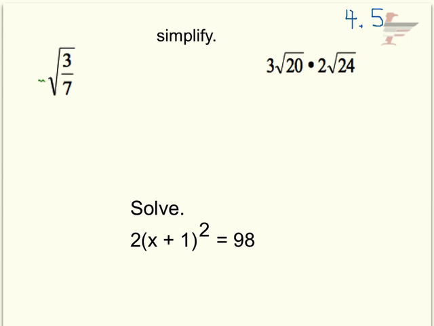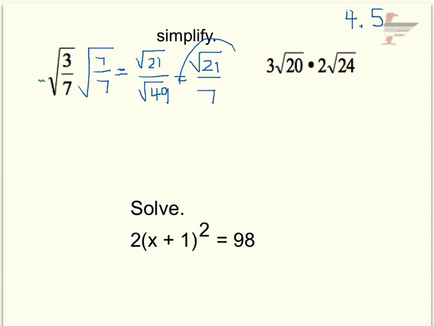So the first one, square root of 3/7. Remind yourself, of course, you can't have a radical in the denominator. So if I multiply this by the square root of 7/7, multiply straight across, that will give me the square root of 21 on top and the square root of 49 on the bottom. And the point, of course, is that this creates a perfect square. The square root of 49 is 7. And the square root of 21, there are no perfect squares, so that's your answer.